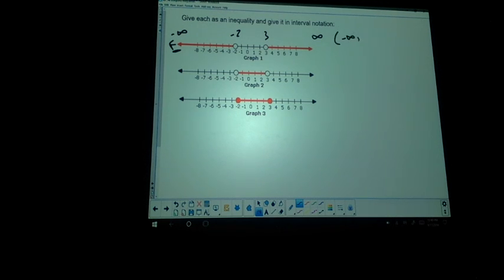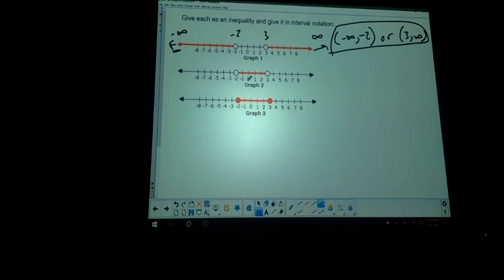All right, so I'm going to read this from left to right. Negative infinity to -2, rounded. It's an OR graph because it's shading away. Got it? And then it goes from rounded bracket 3 to infinity. And that's how we put this graph in interval notation.